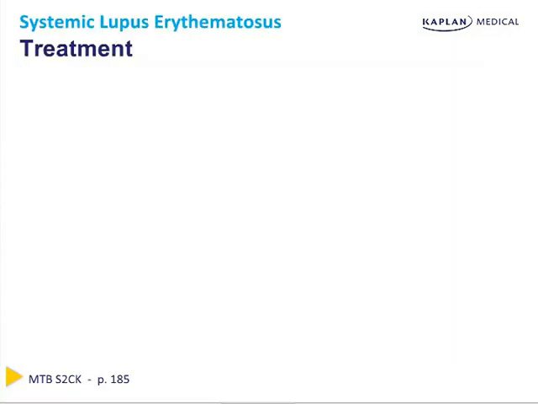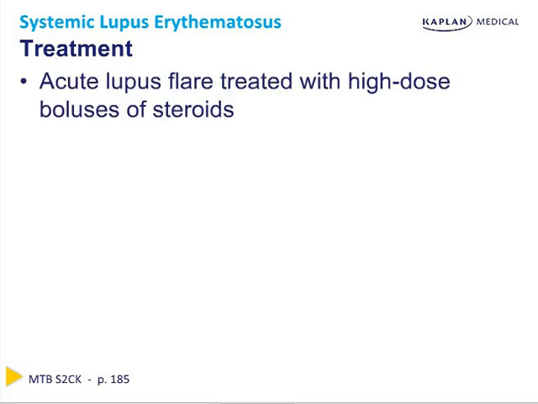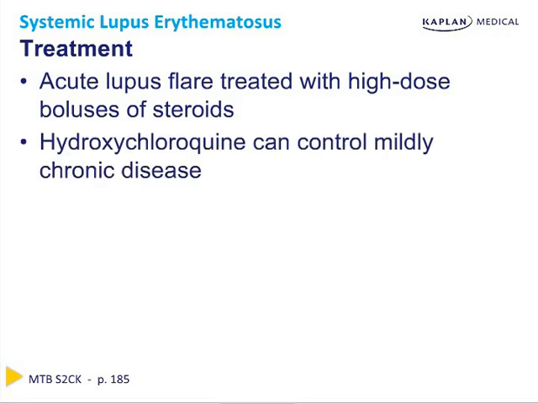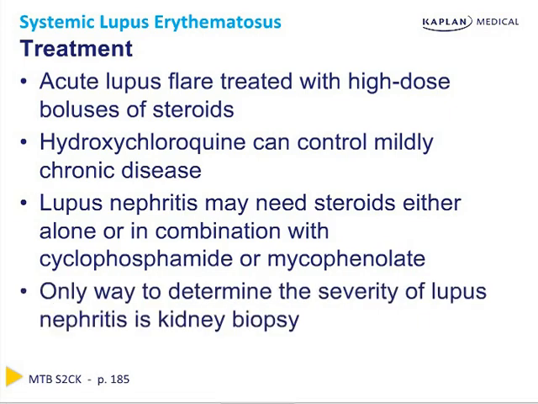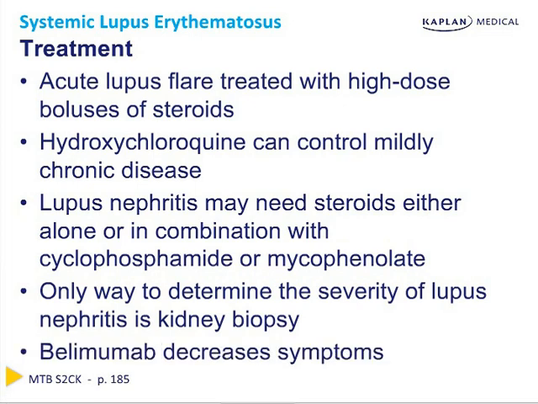To treat lupus, it's based on whether it's acute or chronic. An acute lupus flare is treated with high-dose boluses of steroids. Hydroxychloroquine can control mildly chronic disease limited to the skin and joint manifestations. Lupus nephritis may need steroids either alone or in combination with cyclophosphamide or mycophenolate. Remember, cyclophosphamide can cause hemorrhagic cystitis, so you're going to need to give Mesna. The only way to determine the severity of lupus nephritis is, unfortunately, with a kidney biopsy. And lastly, remember, belantamab decreases symptoms overall.